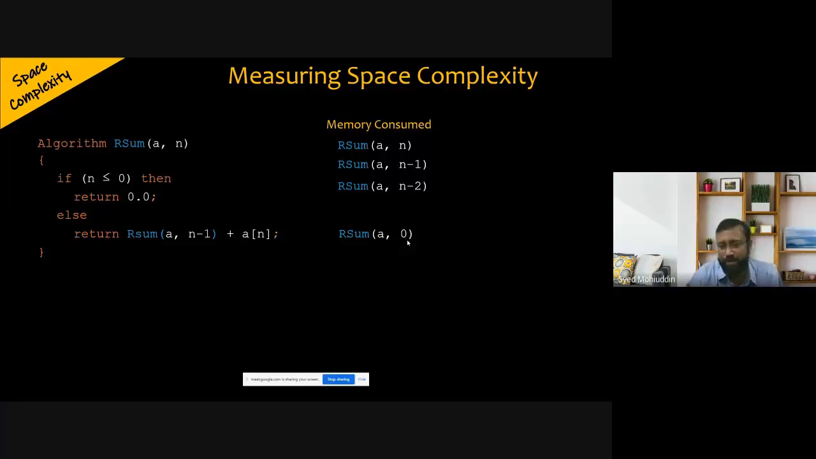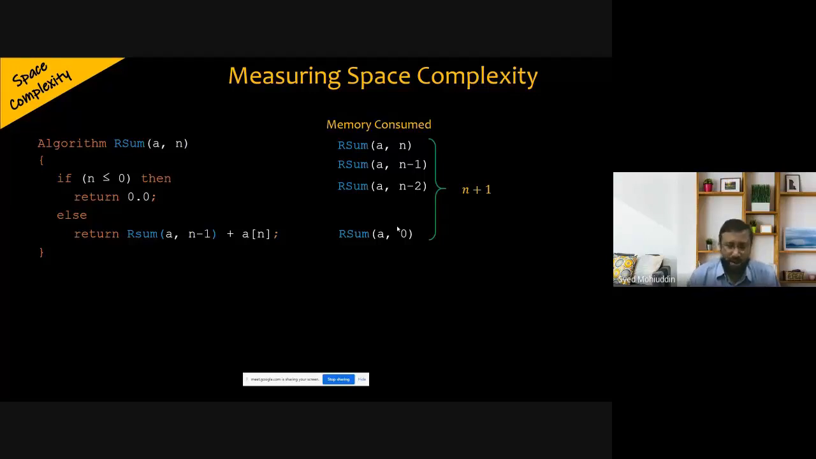So how many times is it called actually? From n till 0, it is called n plus 1 times. So from n till 0, till the base condition becomes 0, the number of recursions that will happen is n plus 1 times.